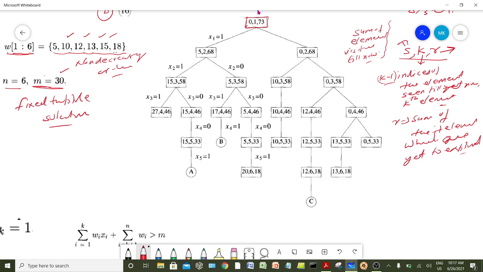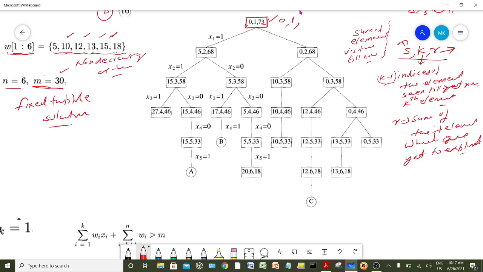Now to better understand them, consider the root, and we know that at the root we have not included any item, so this S becomes equal to 0. And now we are checking the inclusion or exclusion of the first element, so K is equal to 1, and R is 73, because all the elements of this set are in the non-visited set now, or you can say unexplored now, because we have not yet included any element.